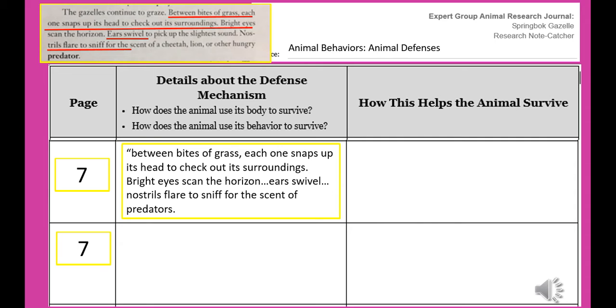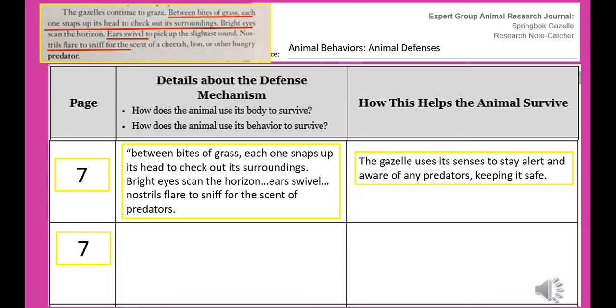Now we'll fill out the chart on the far right side, how this helps the animal survive. Well, using their senses helps them stay alert and helps them be aware of any predators, and that helps keep it safe, keeps it from becoming a victim of its predator. So I want you to fill in that box. The gazelle uses its senses to stay alert and aware of any predators, keeping it safe. Pause the video now so that you may have time to complete this in your research journal.